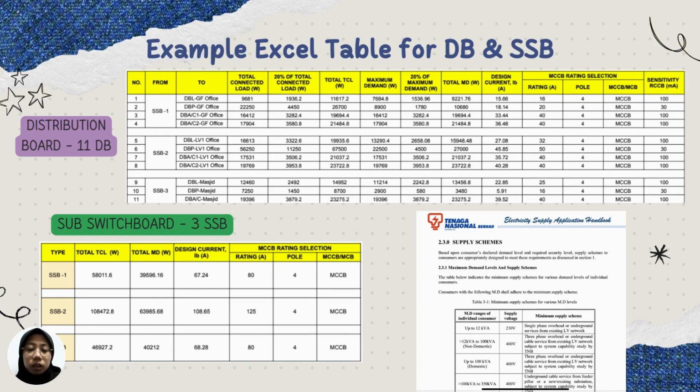We use the Tenaga Nasional scheme to comply with maximum demand loads and supply scheme. As we can see, for DB Aircon, ground floor and first floor for office, we split into 2 to comply with the scheme.